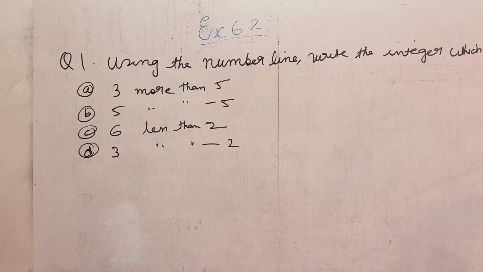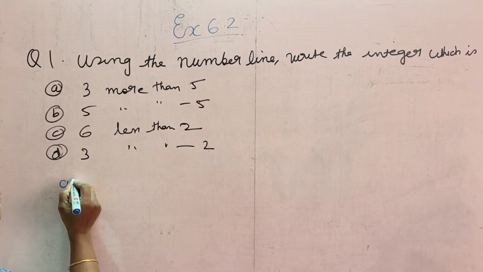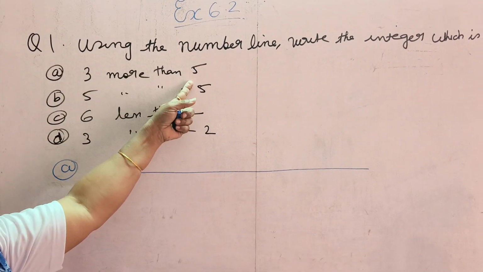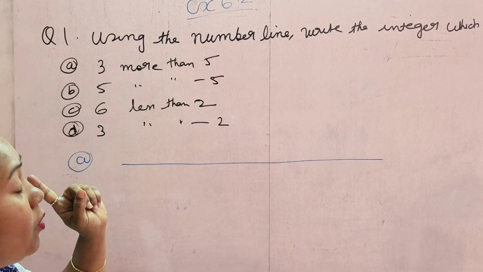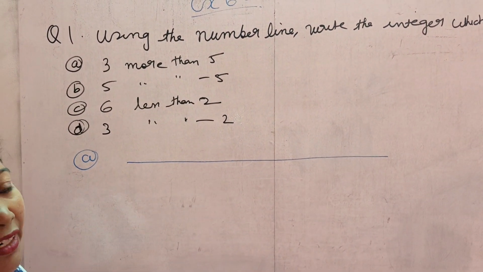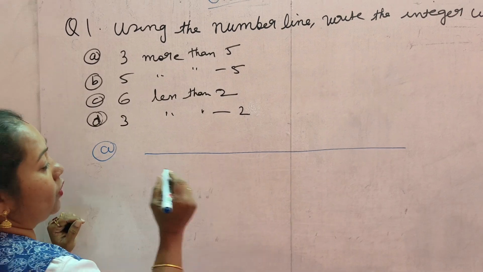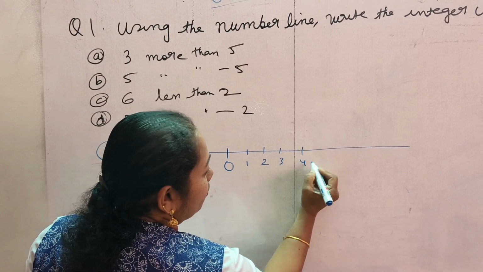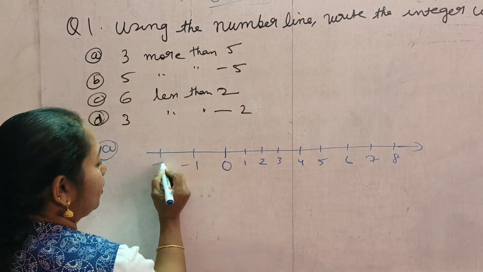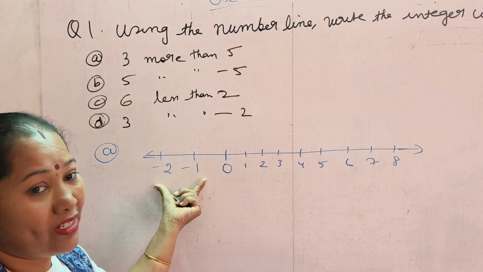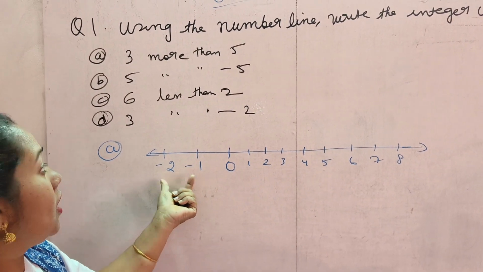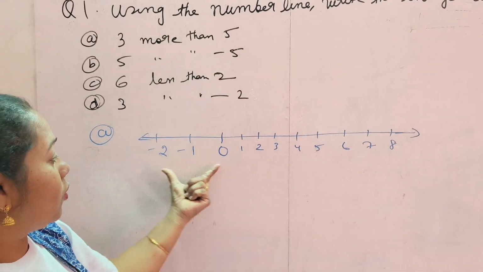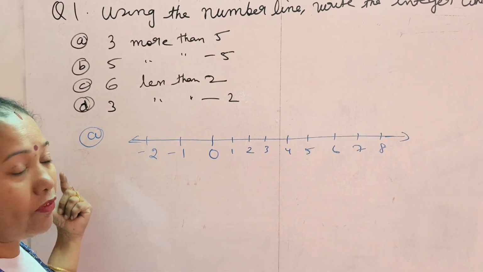So how we have to do this? Using the number line, A part. First we have to make this number line and 3 more than 5. You know that already we told you, more than means right side, that is add. So first of all we have to make 0, 1, 2, 3, up to 8, and minus 1, minus 2. We have dotted only up to minus 2 on the left side because we have to do addition, and that is from positive to positive only. So we have to take fewer numbers to the left of 0.